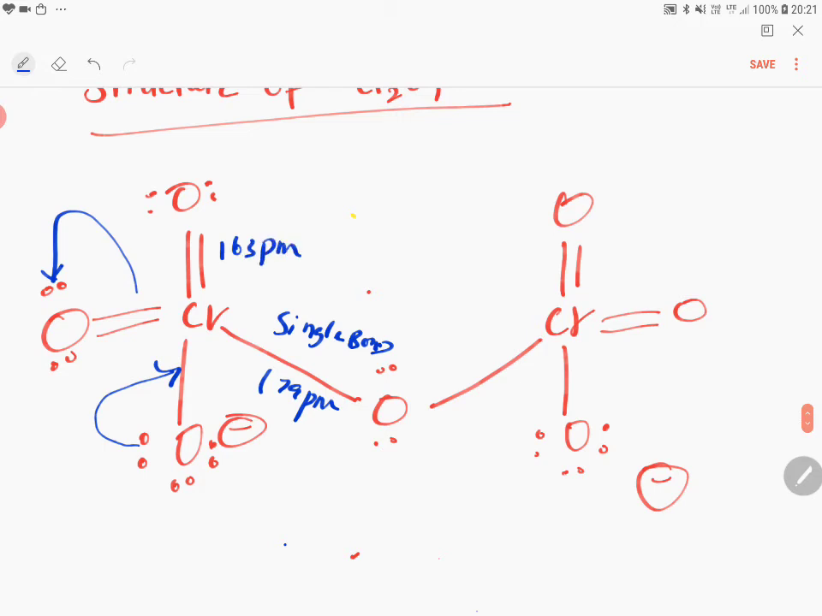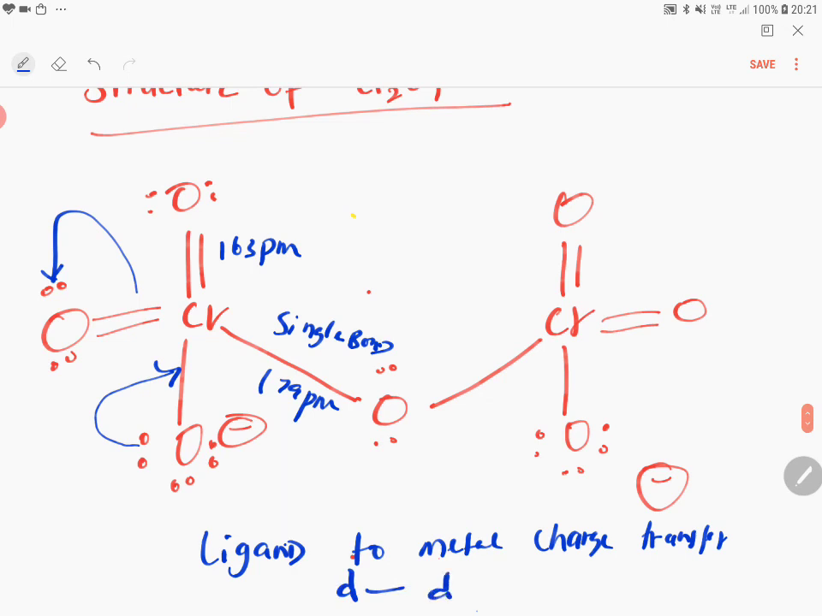So this is the structure of the dichromate ion, due to resonance and due to the transfer of electrons from ligands to metal. It's a ligand to metal charge transfer. So here d-d transition is absent.